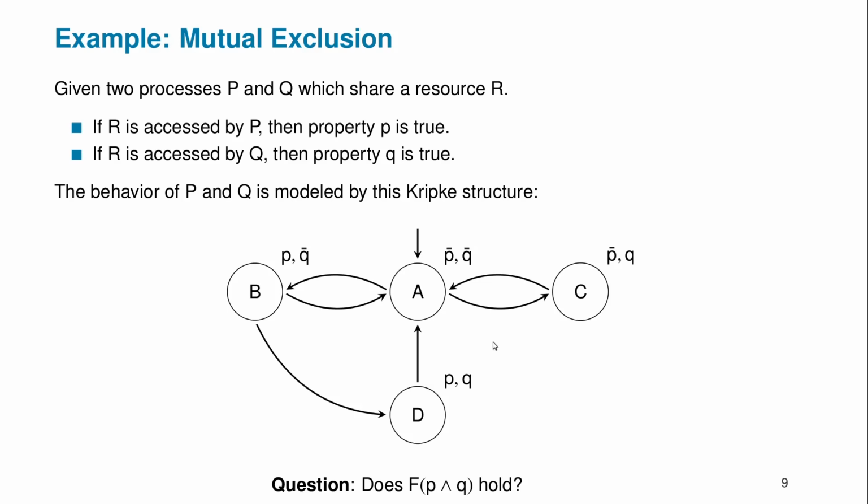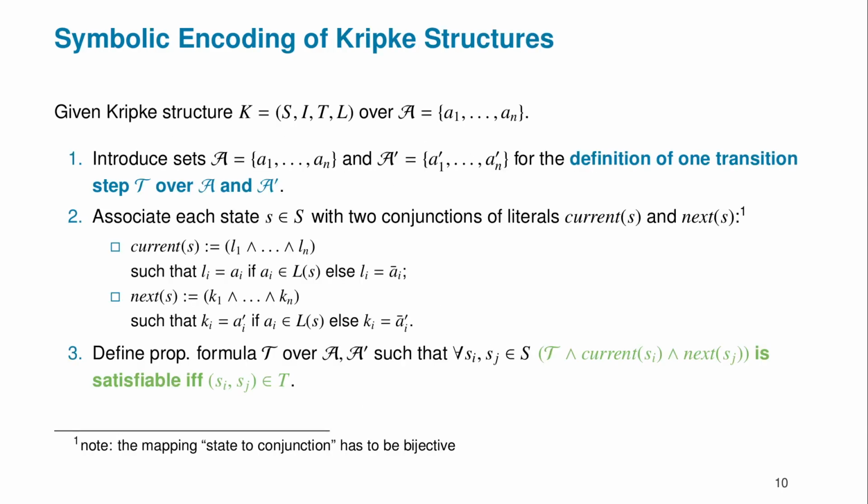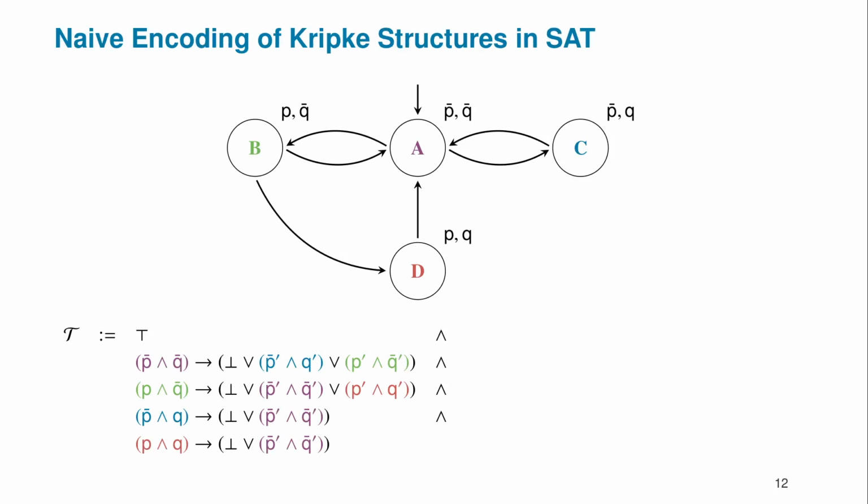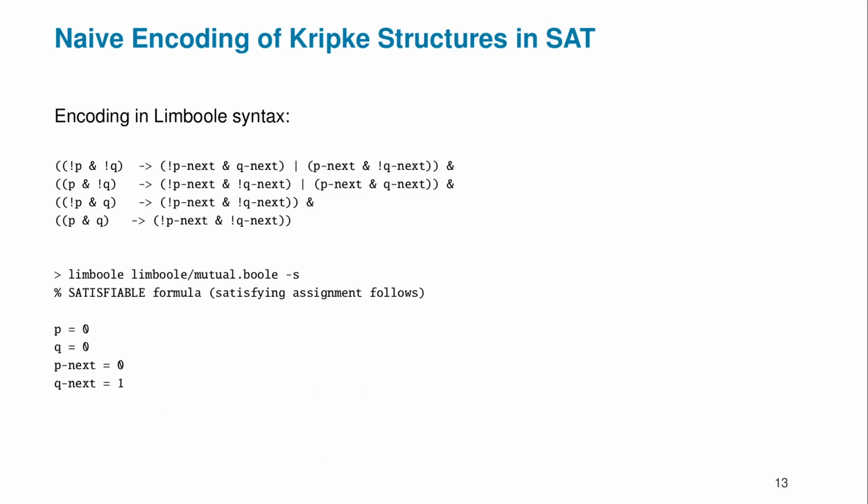And we then discussed how the bounded model checking problem can be encoded into propositional logic. We have seen a construction where we say if we're in state A, for example, then we can go to state C, or we can go to state B. If we're in state B, we can go to A or to D, and so on. This was one approach. We have seen how to encode this into the Limboole format, and then can use the SAT solver Limboole to check the outcome.